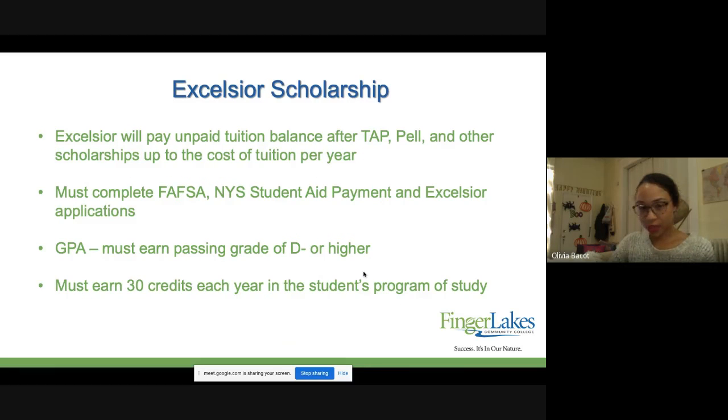So the Excelsior Scholarship is or was, we're not too sure yet. Typically, it will pay the tuition balance after TAP, Pell, and other scholarships up to the cost of tuition per year. A student has to complete the FAFSA and the TAP application before they can complete the Excelsior application. GPA must earn passing grade of a D or higher, and a student must earn 30 credits each year in the student's program of study.